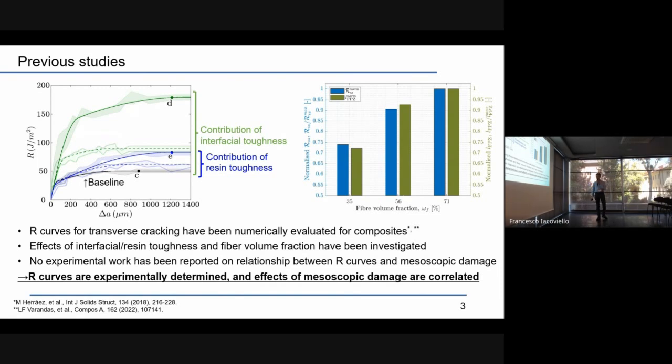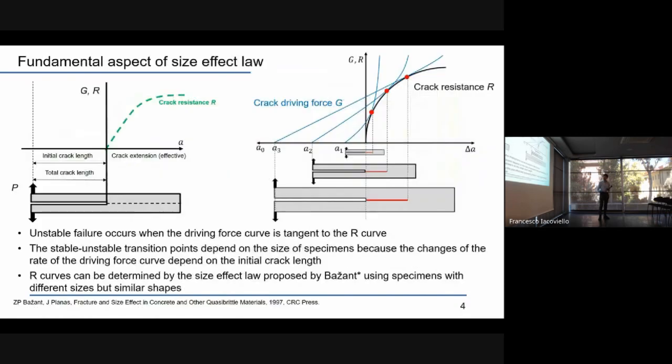However, no experimental work has been reported on the relationship between R curves and the microscopic damage process. So the aim of this study is the determination of R curves by an experimental procedure, and we try to correlate the effect of microscopic damage in the composite with R curves. Usually R curves are obtained by using compliance methods for composite materials. However, the change in compliance during cracking is very small for transverse cracking. So instead of the compliance method, we use the size effect law proposed by Bazant.